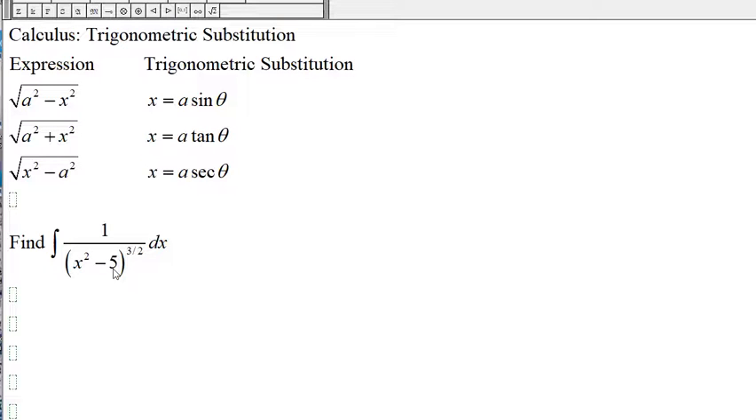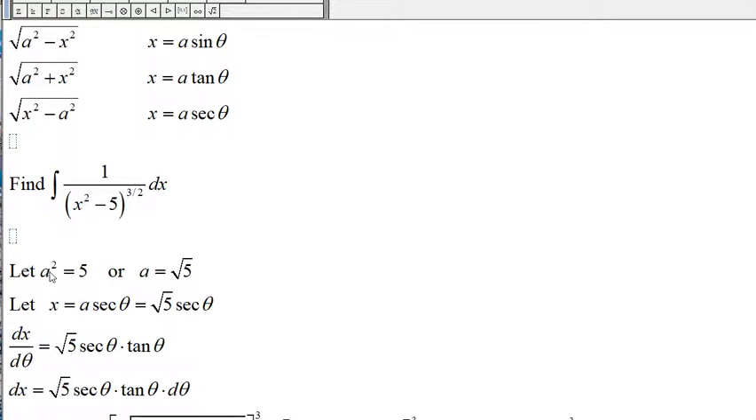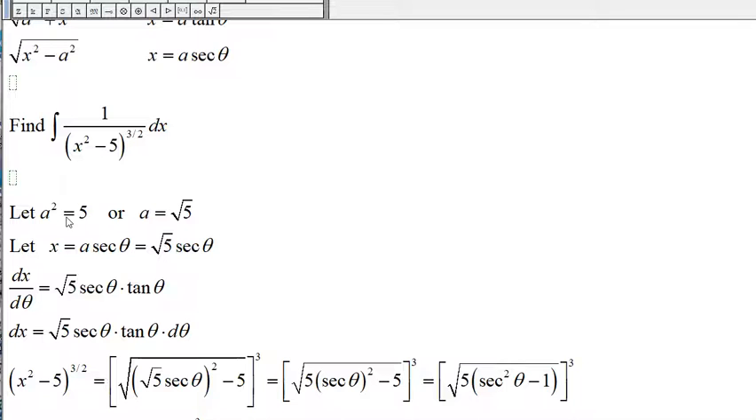And so first, let a squared be 5. And so a is the square root of 5. And we will use the suggestion of let x be a times secant of theta. So x will be the square root of 5 times secant of theta.